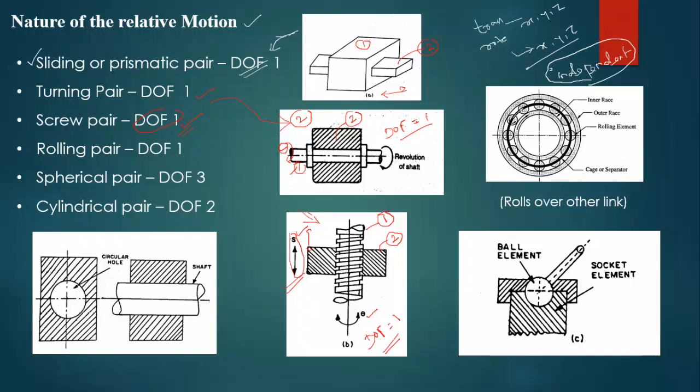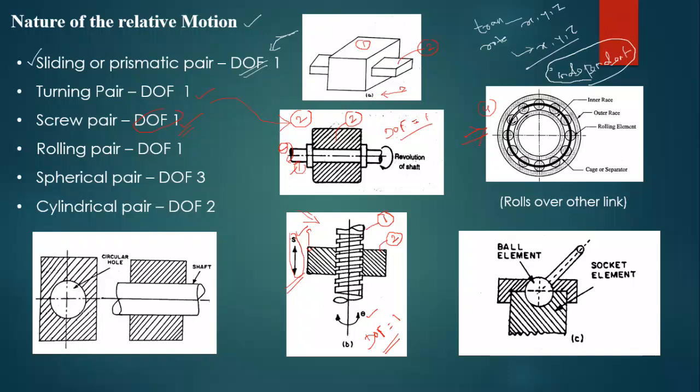So next one is the rolling pair. This is the rolling pair diagram, the 4th one, and when one link is free to roll over the other, it forms a rolling pair. The degree of freedom is equal to 1. Here the ball and roller bearing setup is there, so it forms a rolling pair, right? A ball bearing forms a rolling pair, right?